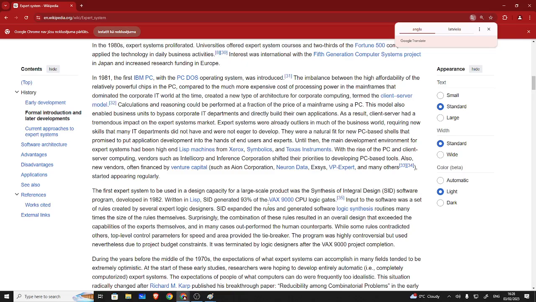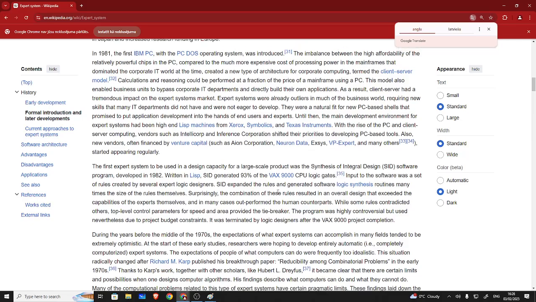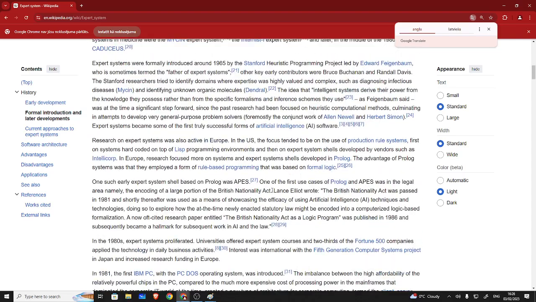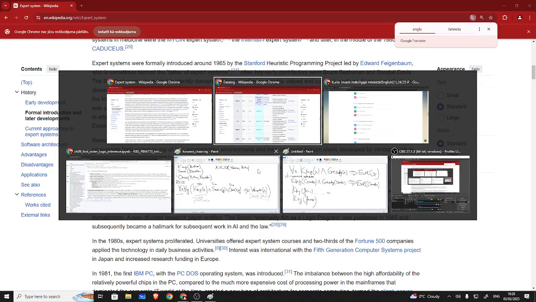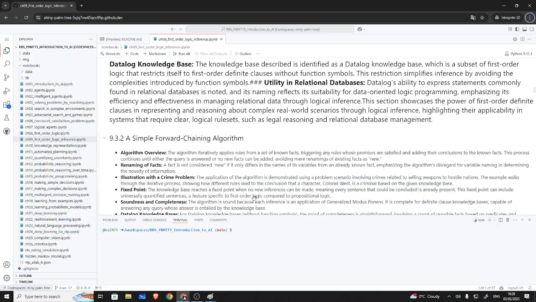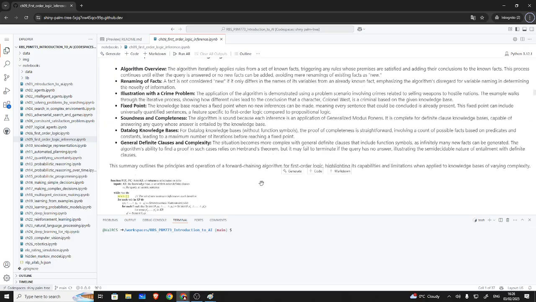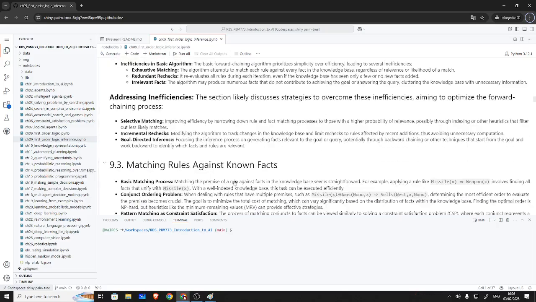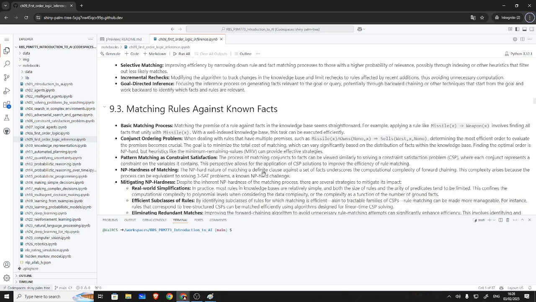If you are interested in Datalog for creating an expert system, that's something to look into. But what I wanted to show you is the expert system that the book mentions. It was actually used for shopping, for buying very expensive computers. It was an early expert system. So that's the algorithm, unify, matching rules against facts.